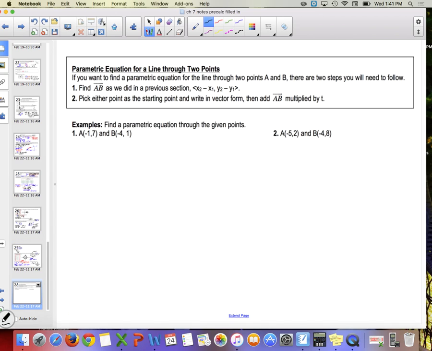All right, so the parametric equation for a line through 2 points. Your book loves these problems. I don't know why. So if you want to find a parametric equation for a line through 2 points, A and B, there are 2 steps that you're going to need to follow. Okay, so it's really easy.